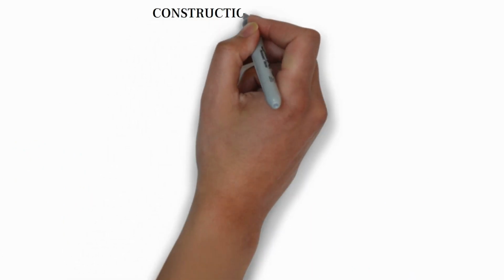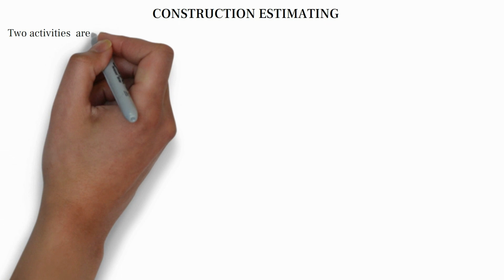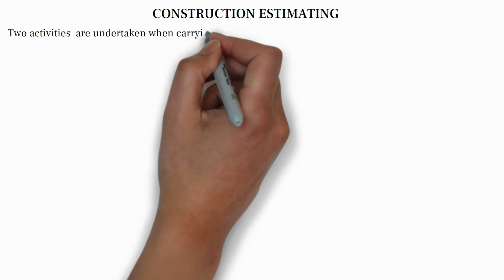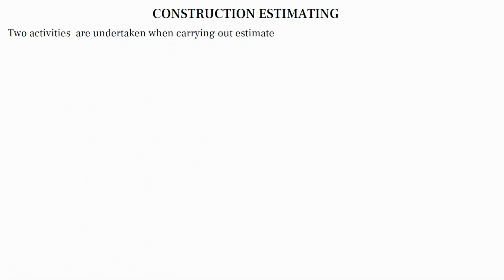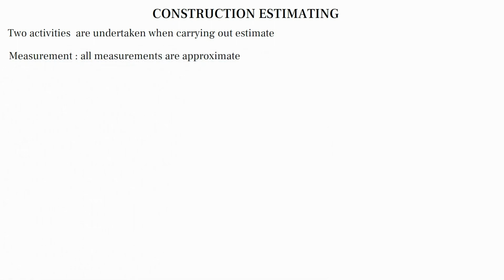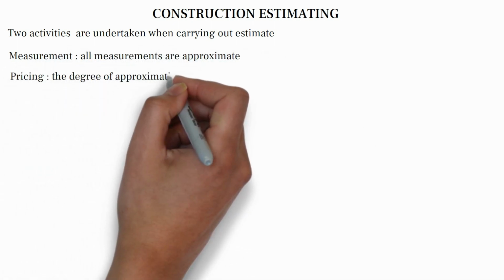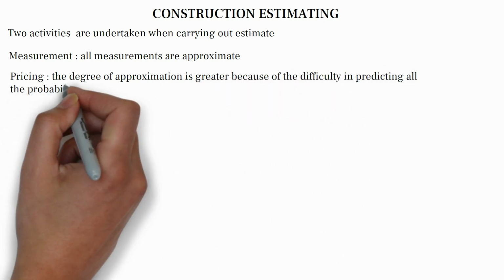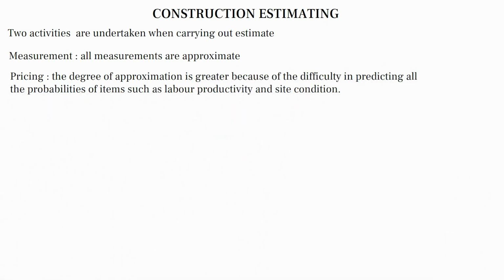In construction estimating, two activities are undertaken when carrying out estimates. 1. Measurement. All measurements are approximate. 2. Pricing. The degree of approximation is greater because of the difficulty in predicting all the probabilities of items such as labor productivity and site condition.